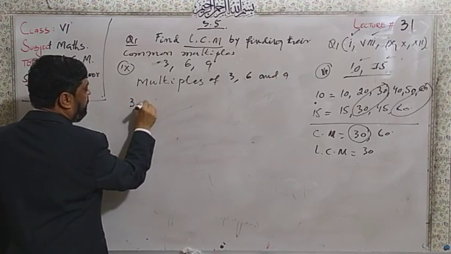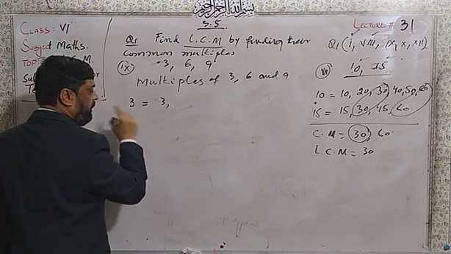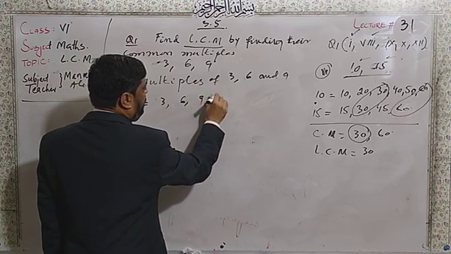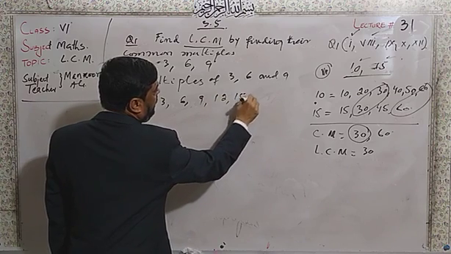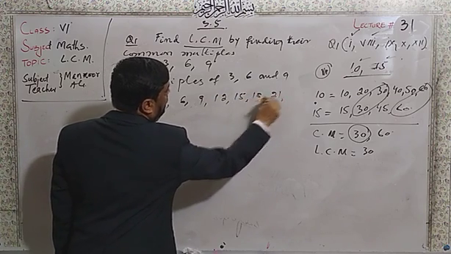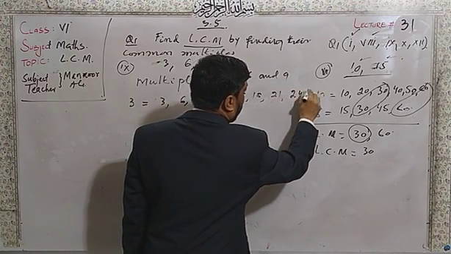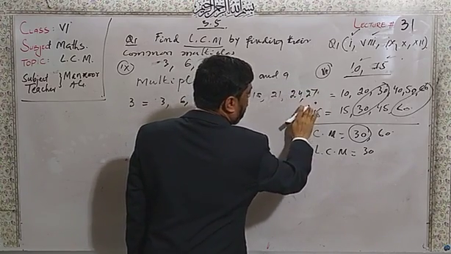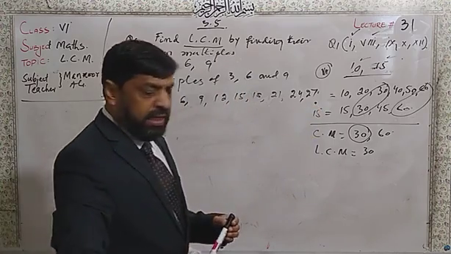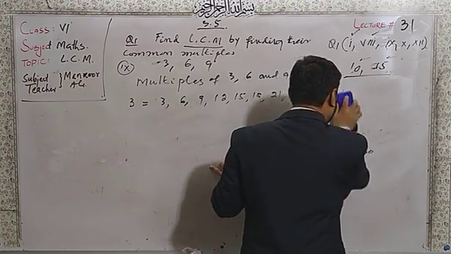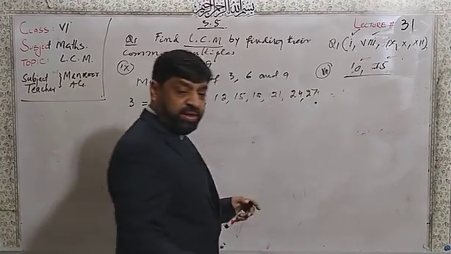Now the first ones are 3, 2 times 6, 3 times 9, 12, 15, 18, 21, and after that 24, and after that 27. Dear students, I will say that if I have got the two multiples, I will stop there.